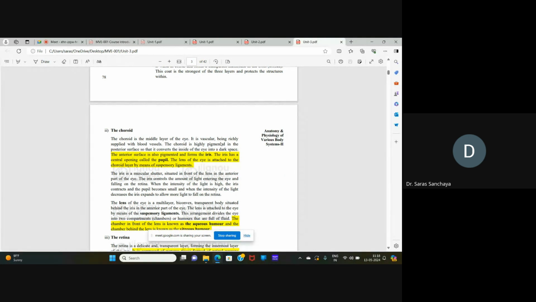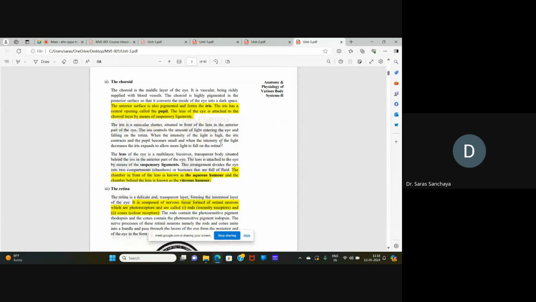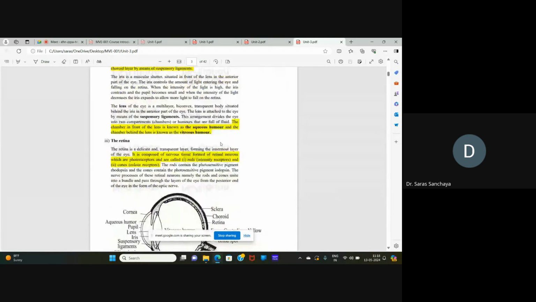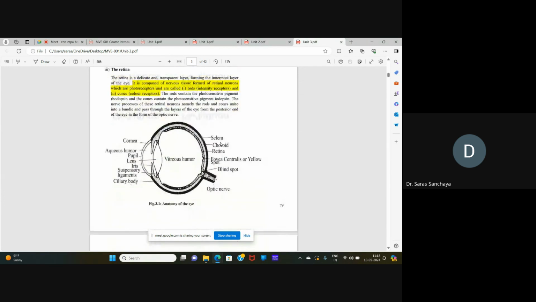The iris has a central opening called the pupil. The lens of the eye is attached to the choroid layer by means of suspensory ligaments. The chamber in front of the lens is known as the aqueous humor, and the chamber behind the lens is called the vitreous humor. The retina, which is the most important part of the eye, is composed of nervous tissue formed of retinal neurons, which are photoreceptors: rods, which are intensity receptors, and cones, which are color receptors.